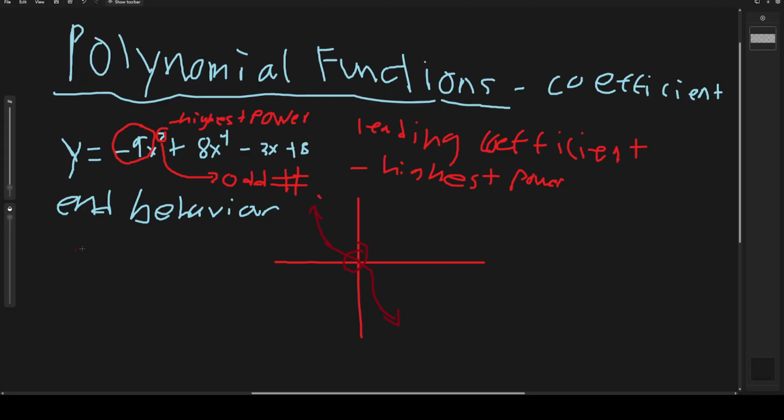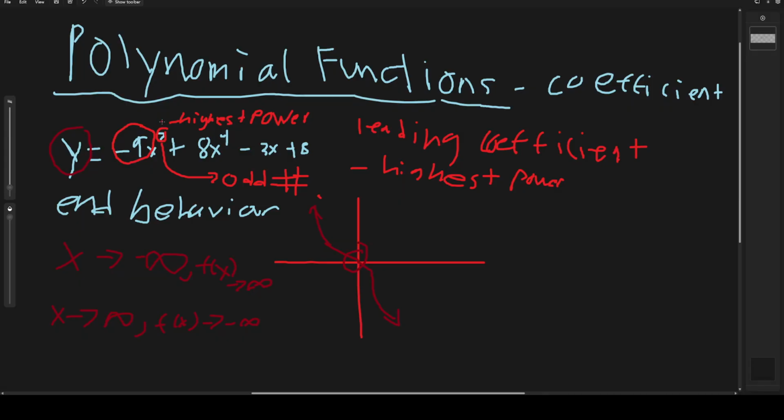But we know the end behavior, and we can say that the end behavior for this one is as x goes to negative infinity, the function goes to infinity, and as x goes to infinity, the function goes to negative infinity. Because f(x) is like the y value in this case, right? This is what I'm referencing every time I say f(x). And that's the way we can tell. So that's the leading coefficient, the one with the highest power.